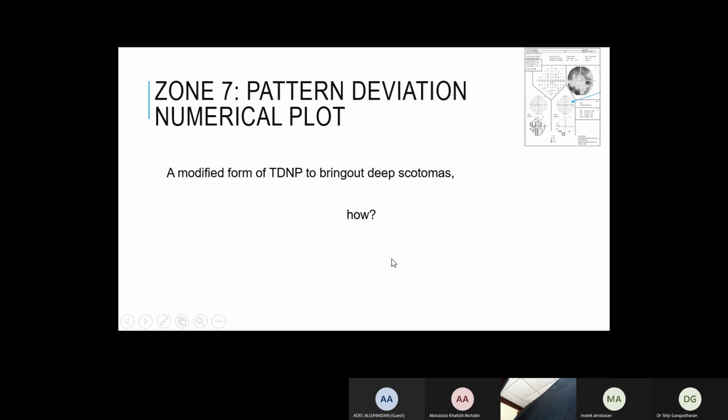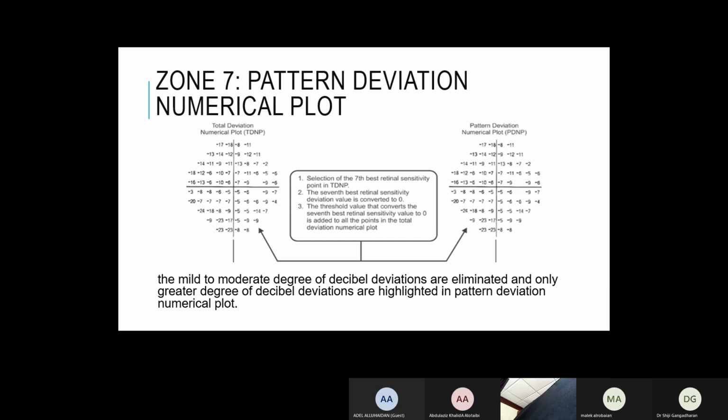So we have the pattern deviation to correct that. Pattern deviation is modified from the total deviation numerical plot to bring out deep scotomas. How does it do that? You can see here the machine will select the 7th best retinal sensitivity point in the total deviation numerical plot, and will bring this 7th best retinal sensitivity to 0. And then it sees how much it needed to correct that, and applies it to the whole chart.